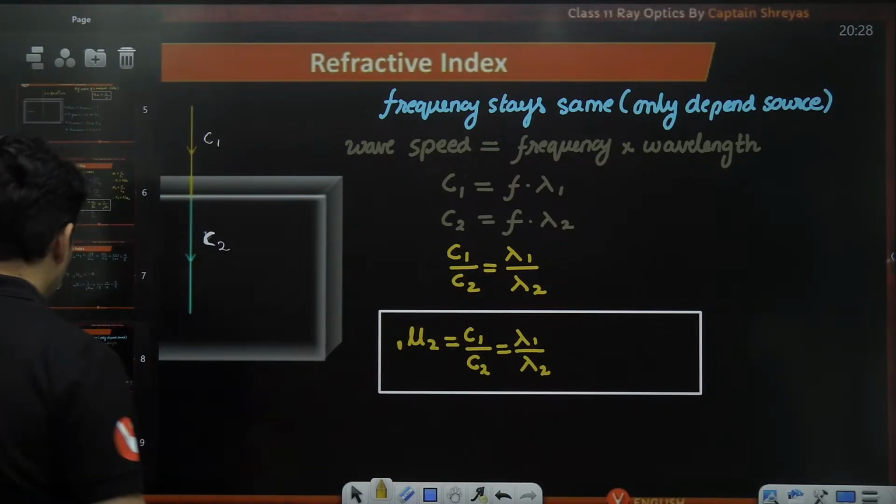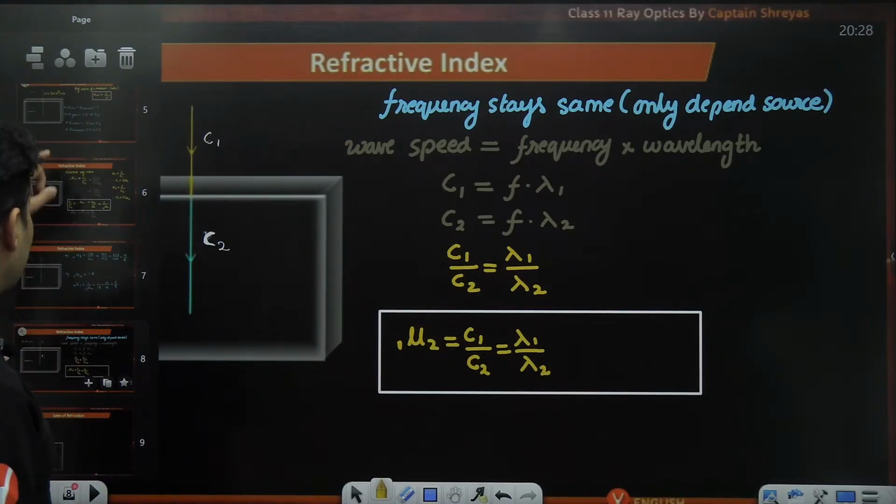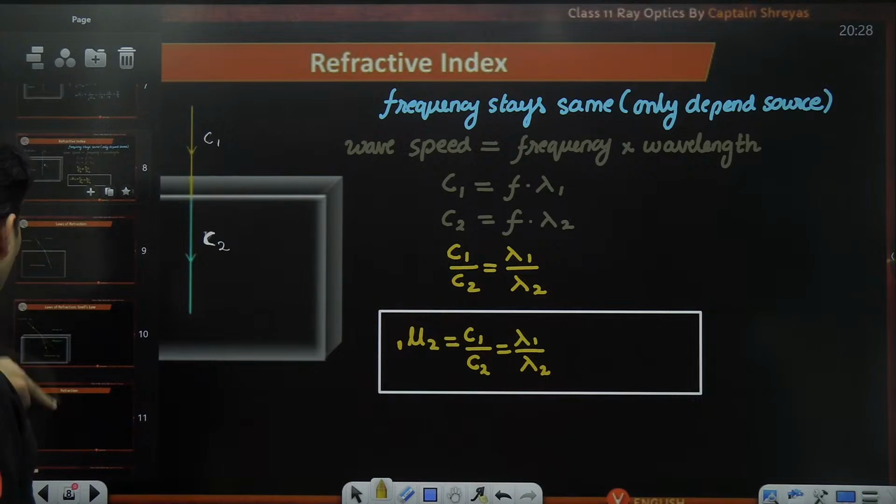Okay, great. Now, let us look at the laws of refraction. But before that, one small thing. Let's do a few questions here and there.